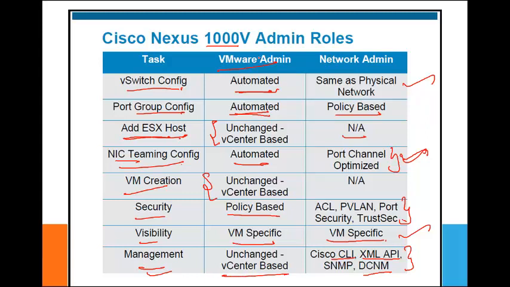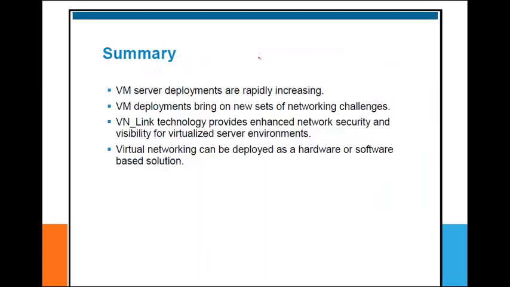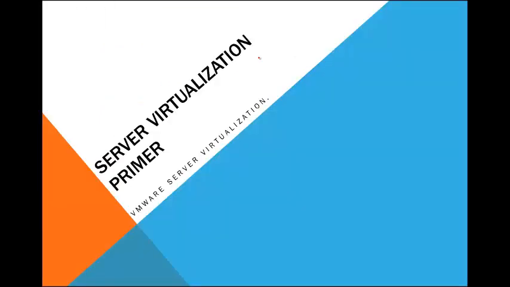So this chapter gave us a good introduction of what 1000V does, the difference between the traditional and 1000V, how 1000V does those VMotions, how it enhances the visibility, and in what way the VN link technology is different from 1000V. VN link provided by the 5000 series is a hardware based solution. 1000V is a software based solution, and so on. Now the next chapter is about the same 1000V. We are going to continue.